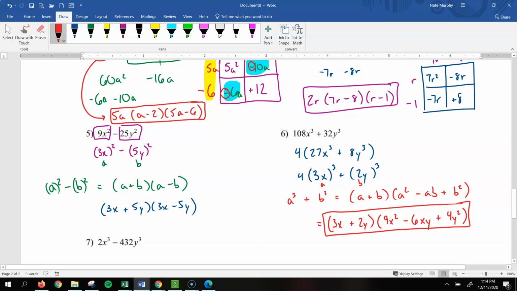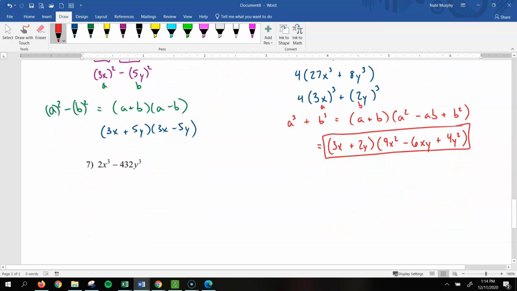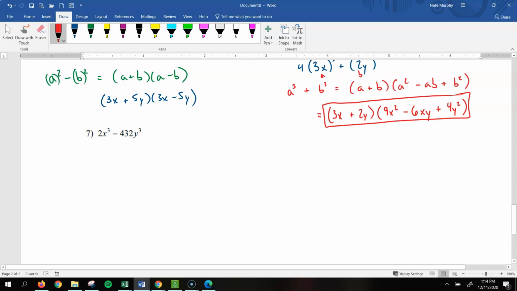So that's how you would do that one. All right. Last one, I want you guys to take a minute and do this one. This is a difference of 2 cubes, and it's going to be very similar to the previous one as far as the format, except remember your SOAP acronym.